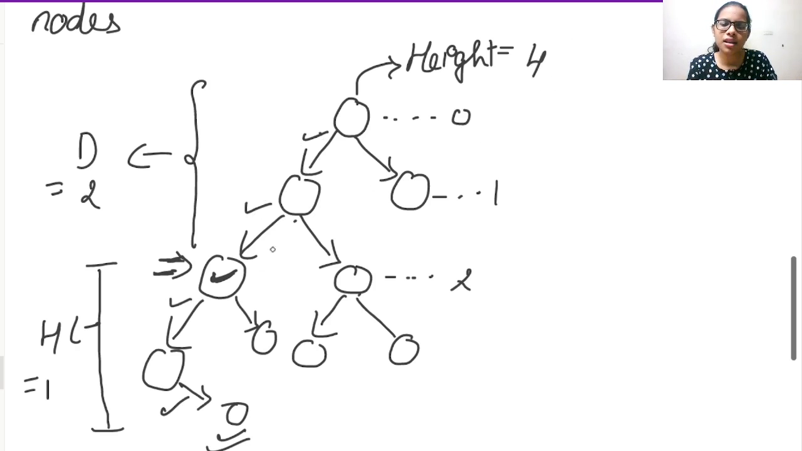Because the number of edges from the root node to the deepest node is 4. So height will be equal to 4. So over here height is 4, and you can say that the depth of that particular node is 0. So this was about height and depth.